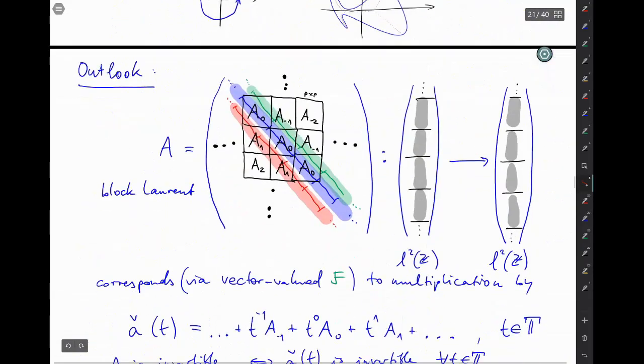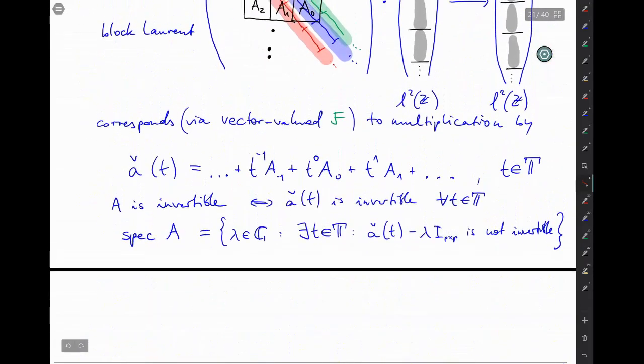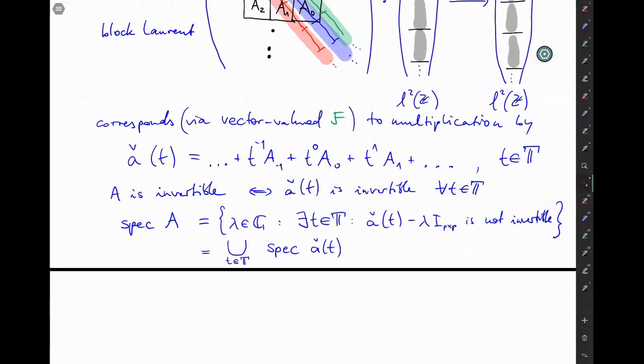Okay, but now I think we can simplify that. And this is just the union of all spectra of these matrices A upside down hat of t, where t is running through all points of the unit circle. Because that here just means lambda is in the spectrum of this guy, and the fact that there exists one means you have to take the union.